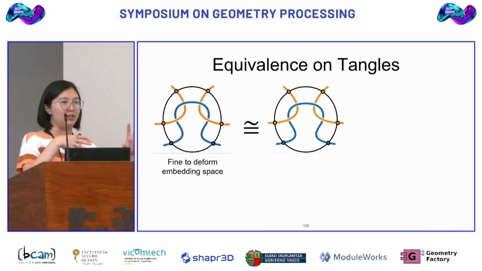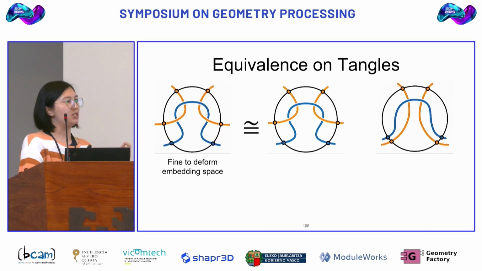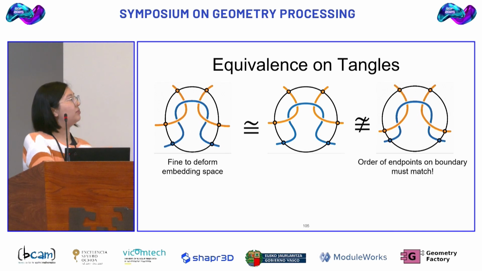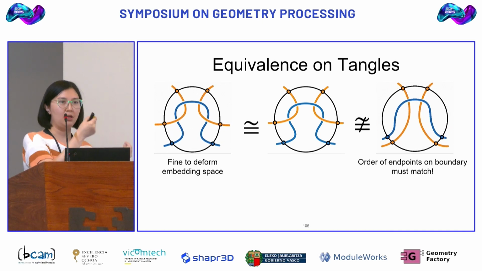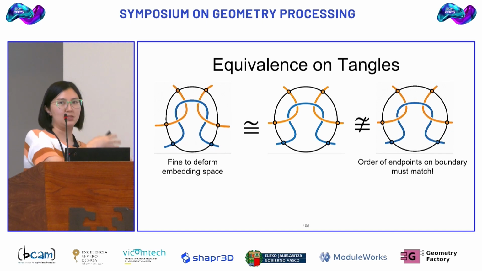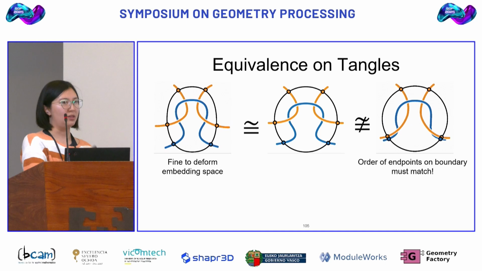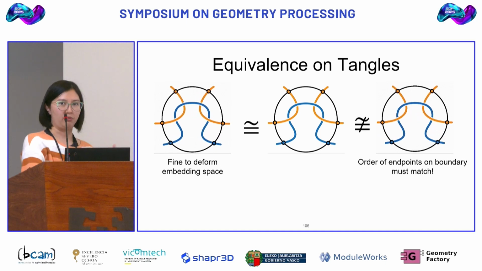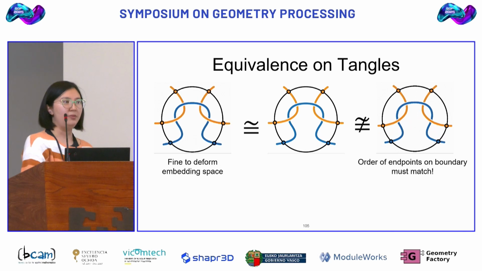So we're fine to squish and deform our embedding space. But one thing we have to be careful of is that because we have this distinguished equator, if we deform it too far and we push these points through each other, this no longer counts as a sequence of homeomorphisms. So we have to make sure that the order of our endpoints on the boundary remains the same as we perform these transformations. And so these tangles are really helpful because now we have endpoints.